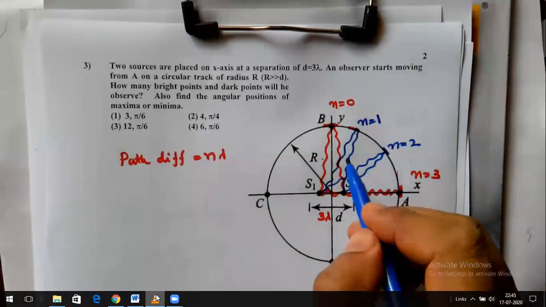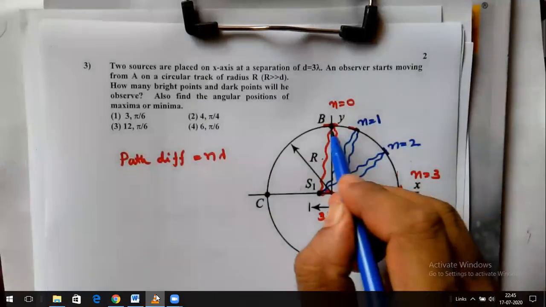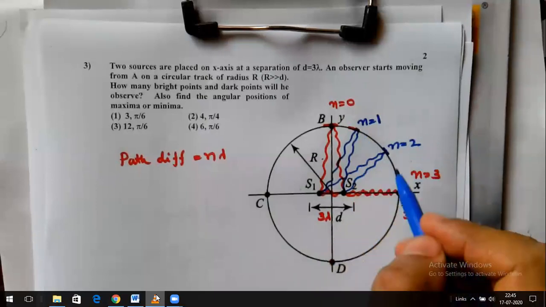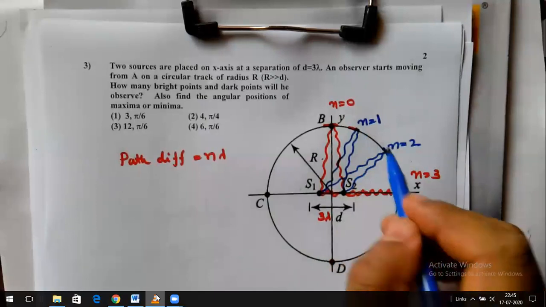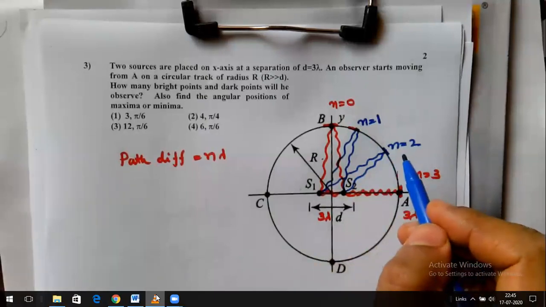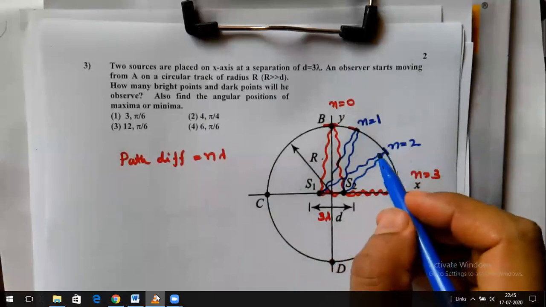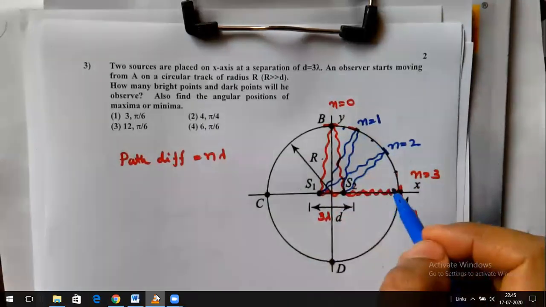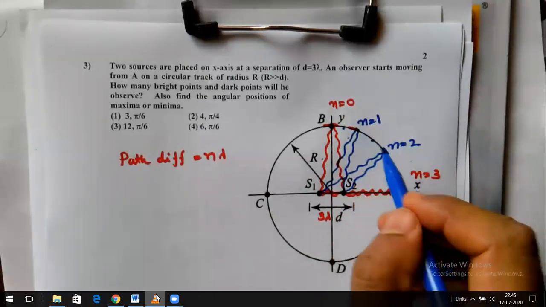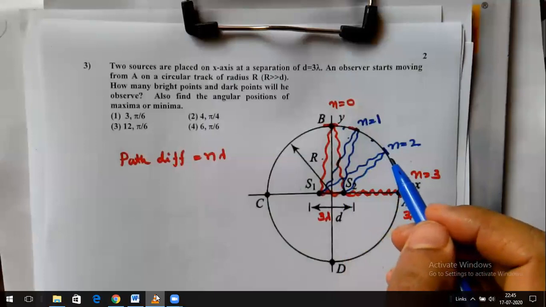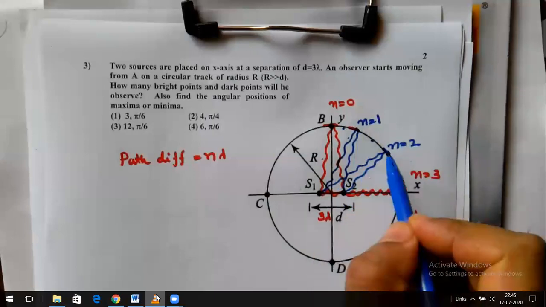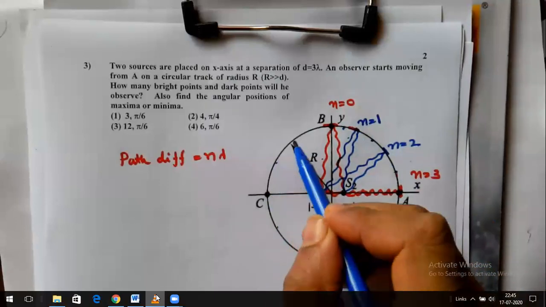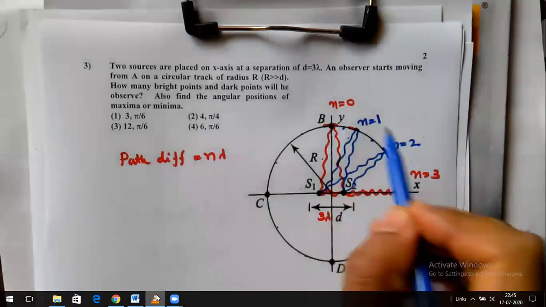That means when you move one quadrant of the circle from A to B, you should get 3 maxima in between. And between 2 maxima, there should be a minima. That means there should be a dark fringe here, here, and here. Therefore, in one quadrant, you get 3 maxima and 3 minima. And in total, you should get 12 maxima and 12 minima. Suppose you start counting from here: 1, 2, 3, 4, 5, 6th maxima, 7, 8, 9, 10, 11, 12. So 12 maxima and 12 minima.